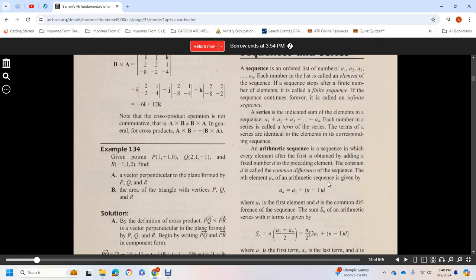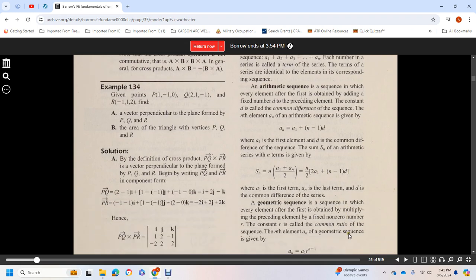The sum Sn of the arithmetic series of the n terms is given by the number of elements n divided by 2 times 2a1 plus n minus 1 times d, where a is the first term, an is the last term, and d is the common difference of the series.